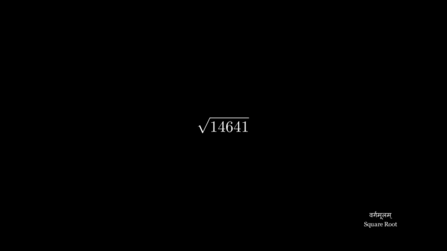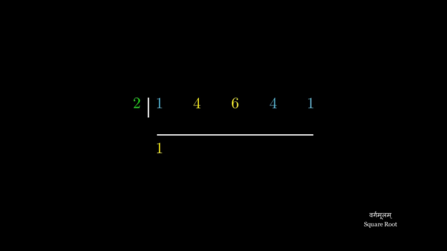Next is the square root of 14,641. We have 3 groups here. The number in the leftmost group is 1. So the perfect square here is 1 and its root is also 1. So 1 is our first digit. There is nothing to prepend to the next digit. 2 times 1 equals 2 is the temporary divisor.